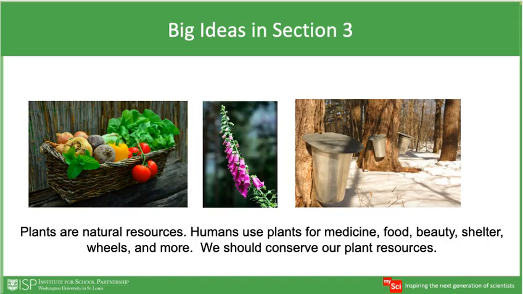Students watch videos, look at pictures, and read books to figure out that humans use plants for a variety of products that help our everyday lives. We should conserve these resources.